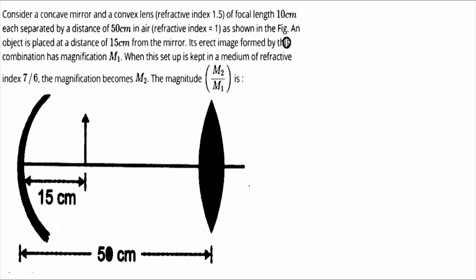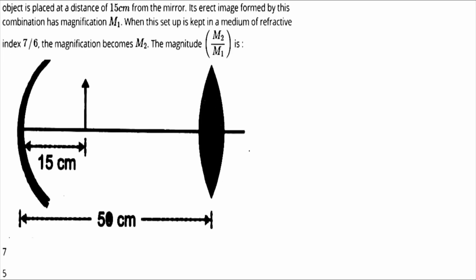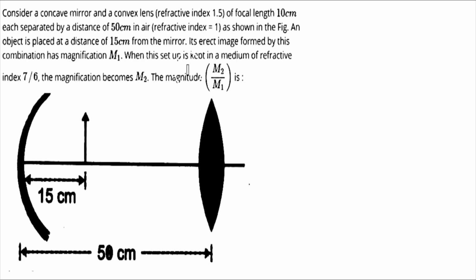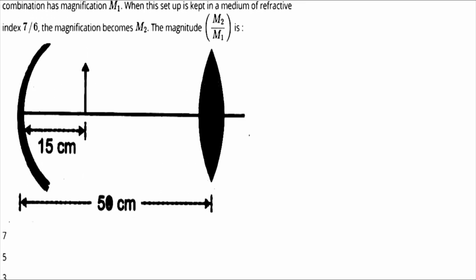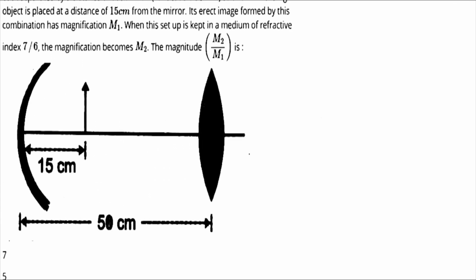Its erect image formed by this combination has a magnification m1. When this setup is kept in a medium of refractive index 7/6, the magnification becomes m2. We have to find the magnitude of m2 by m1. So first we do the image formation. The image will first be formed by the concave mirror.